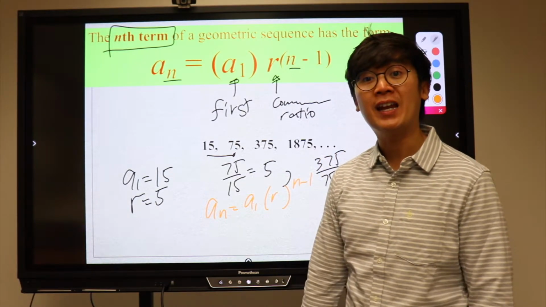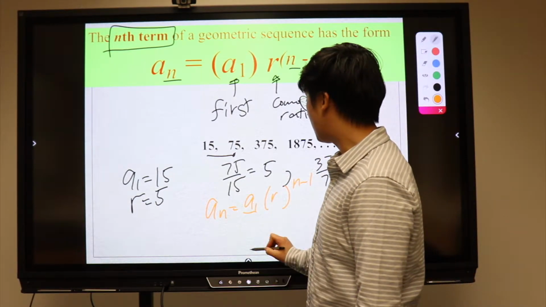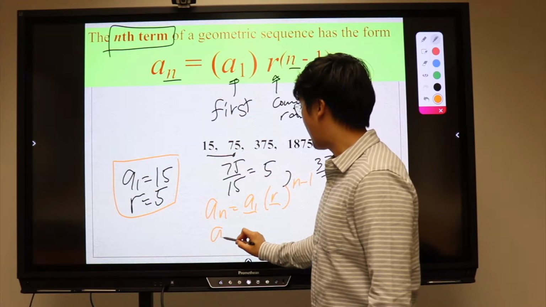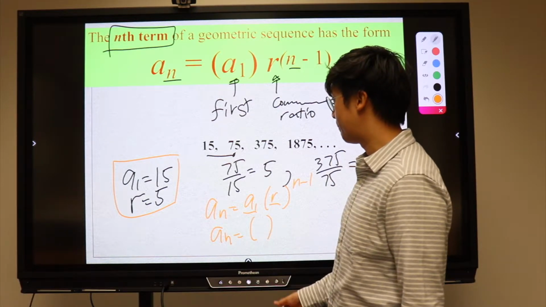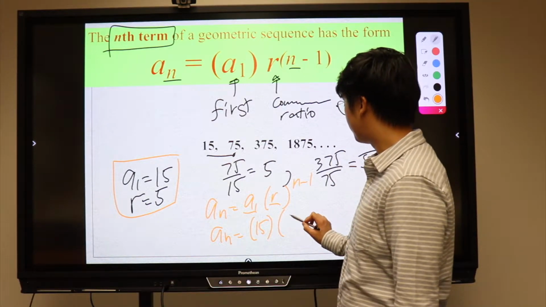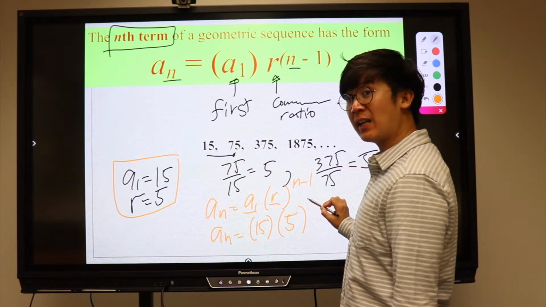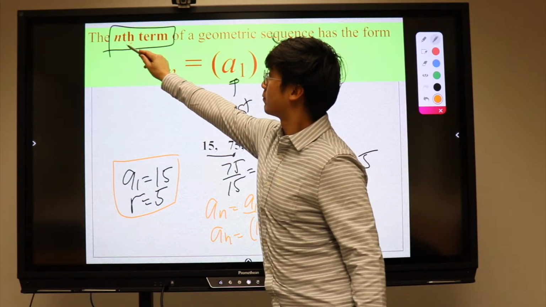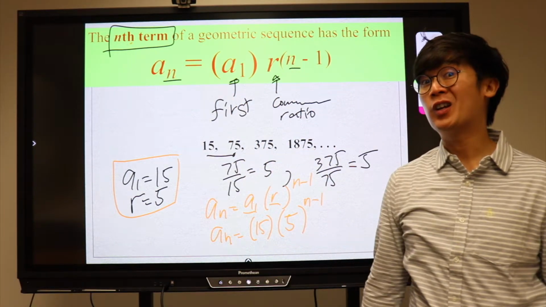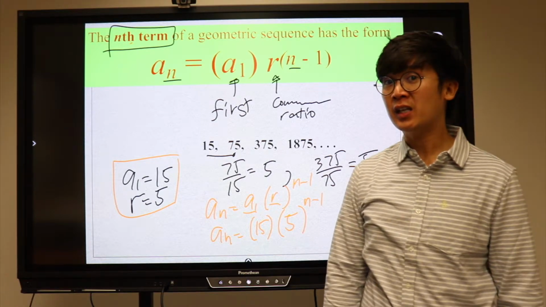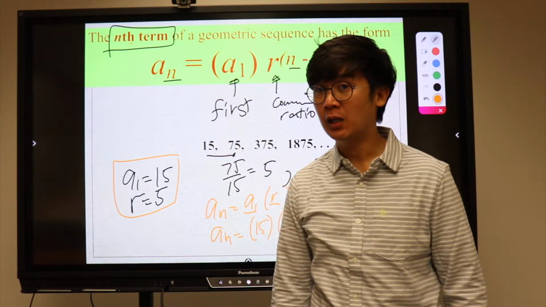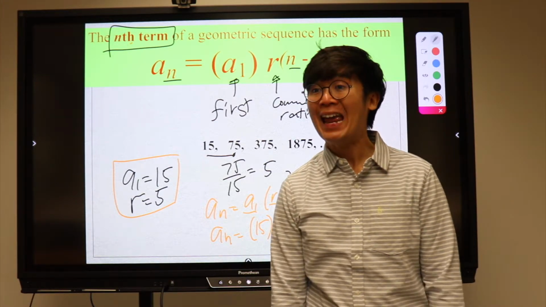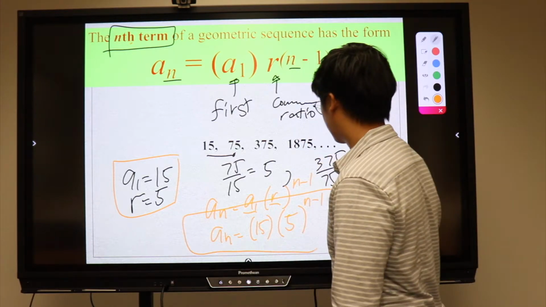All we need to do is plug it in. We're replacing a sub 1 and r with these. And we're done. A sub n is equal to, what is a sub 1? 15. And what is r? 5. Do we need to replace n? No, because we're looking for the nth term. If the question is, find the 7th term, do we need to replace the n? Yes, with 7, a sub 7. But if it's the nth term, you leave it.